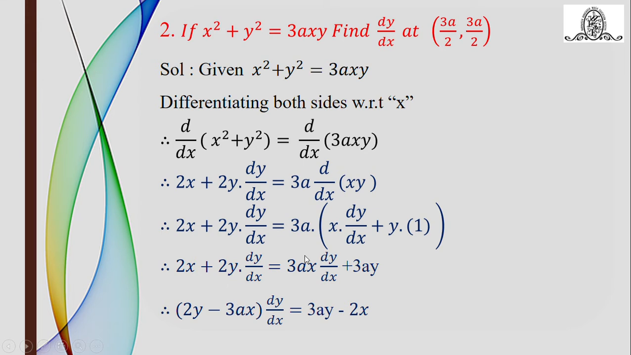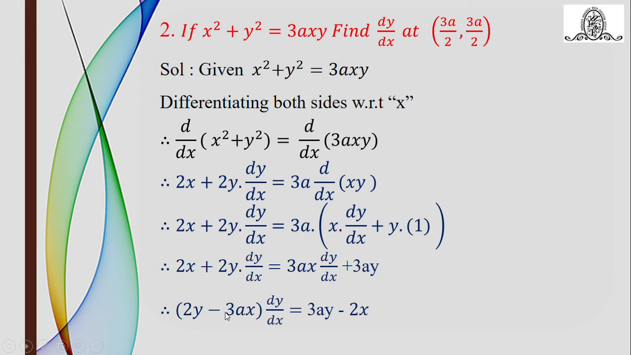So 2y minus 3x dy by dx is taken common from them, is equal to the terms which are free from dy by dx, those we have to collect into RHS. So this is the first term which is already there in RHS, free from dy by dx, 3ay, and this is 2x free from dy by dx. This also we have to shift into RHS, so it will now get subtracted in RHS. So this way we have solved that equation for dy by dx.